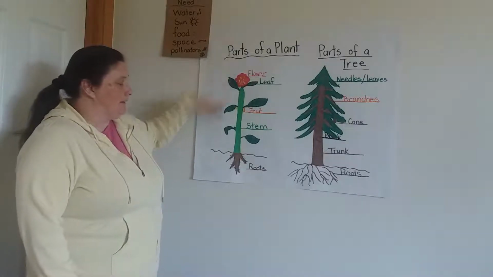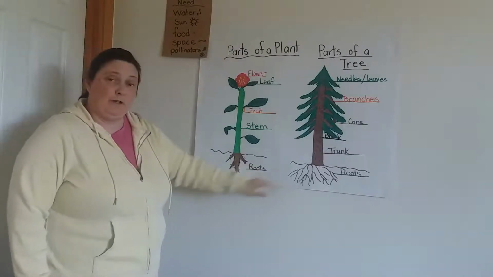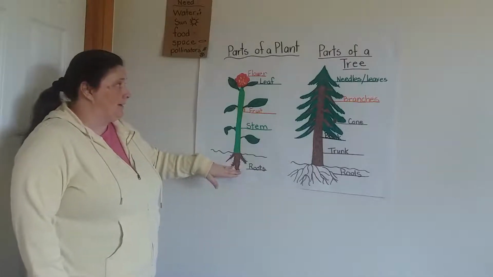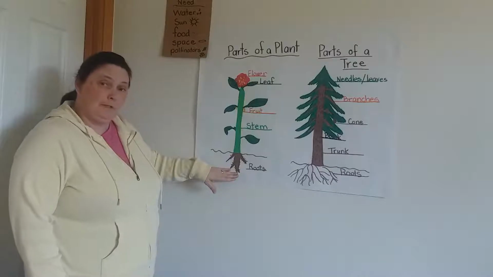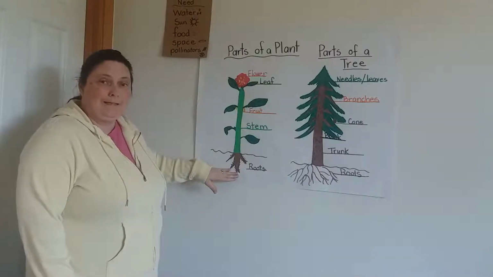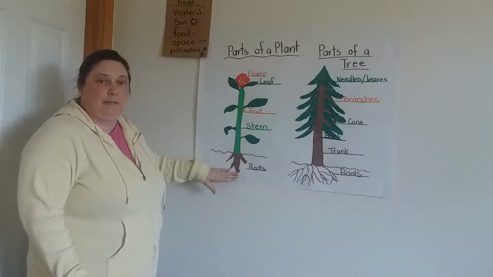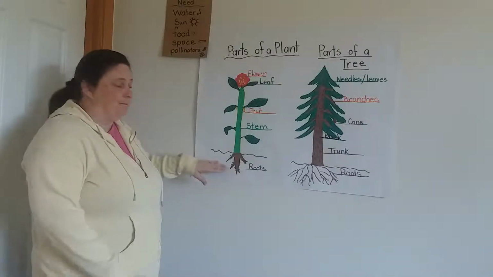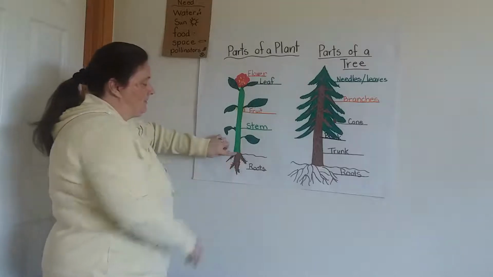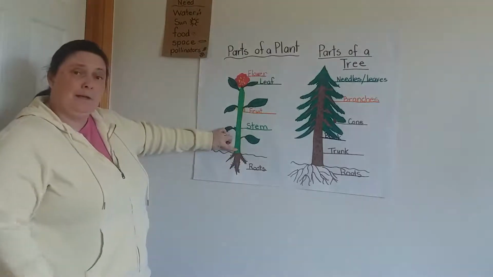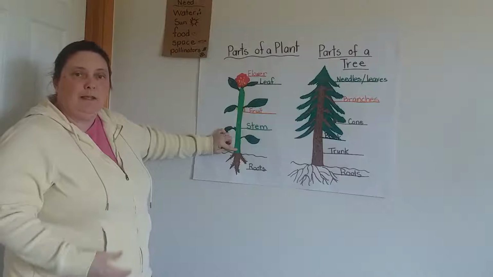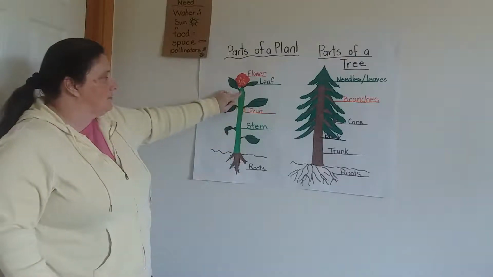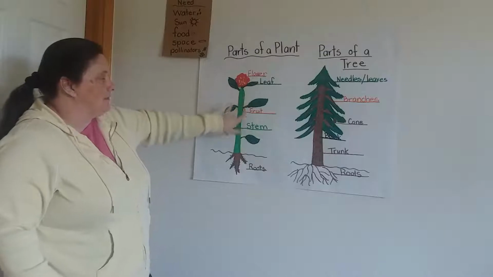So the parts of a plant and the parts of a tree are what we're going to go over today. I'm going to start here with the roots. The roots help the plant stay in place, and they help it get nutrients and water from the soil. Then, as it grows a stem, the stem acts like a straw, a tubular system that will suck up the water and the nutrients from the soil to the leaves, okay?